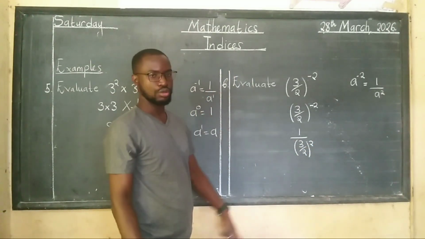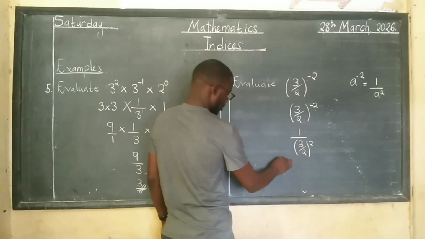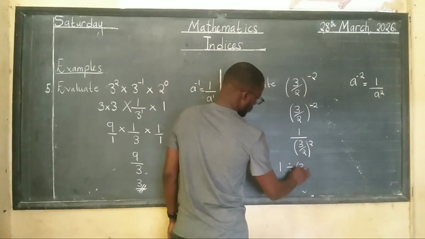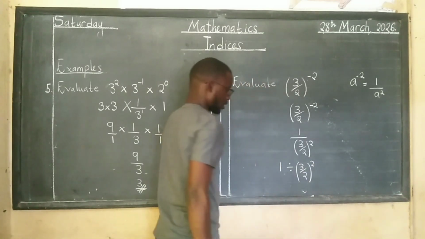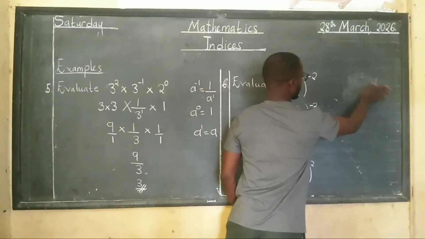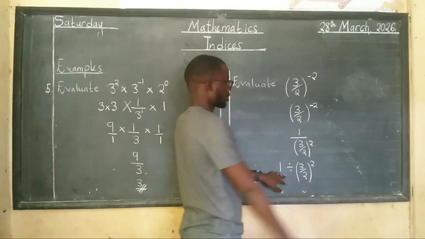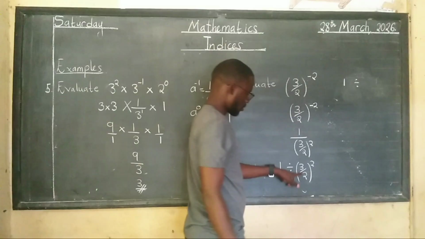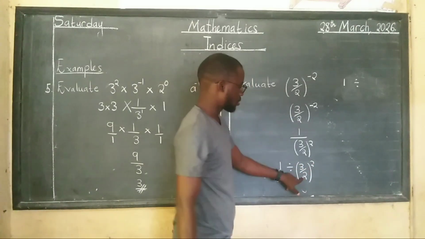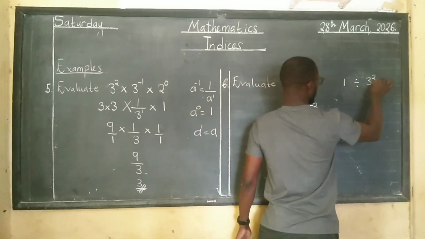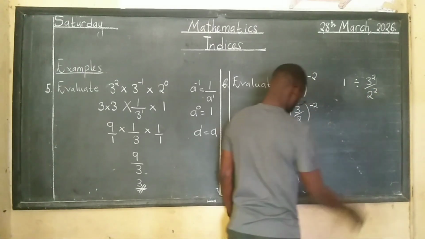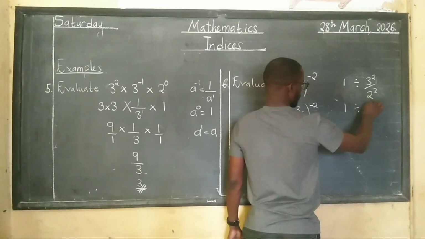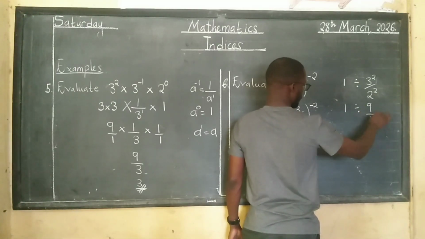But over also means division. So this can be 1 divided by 3 over 2 to the power 2. Let's see if I can use this part. So this is 1 divided by this 3 over 2. The 2 applies to the 3 and to the 2. So this will be 3 to the power 2 and 2 to the power 2. Then this is 1 divided by, 3 to the power 2 is 9, 2 to the power 2 is 4.